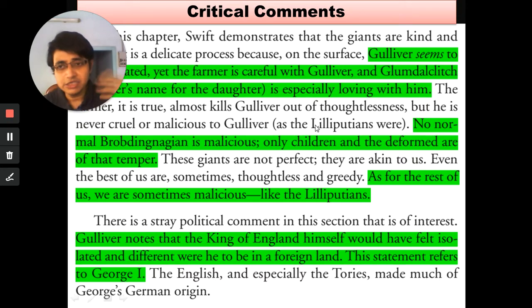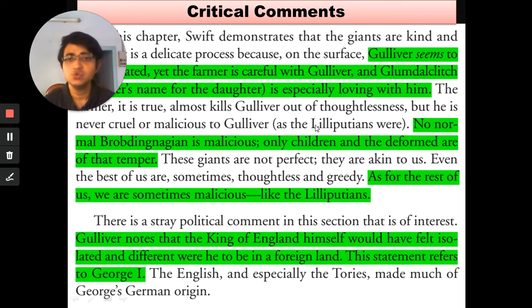So this is another very interesting point we can make, that about Swift's attitude toward those who are physically deformed and physically challenged. আমরা জানি that Swift was a misanthrope. Misanthrope means hater of human beings, who hated the entire race of humanity. And Gulliver, in this particular text, we can see that no normal Brobdingnagian is malicious. Only children and the deformed are of that temper. And Swift is depicting those who are physically challenged in a very negative light.